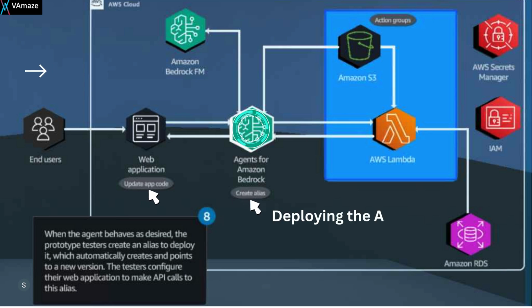So, deploying an agent with an alias is the final step, outlining the deployment process of the agent. Once the prototype testers are satisfied with the agent behavior, they create an alias to deploy it. The session automatically creates and points to a new version of the agent. The testers then configure their web application to make API calls to the alias, integrating the agent into the production environment.